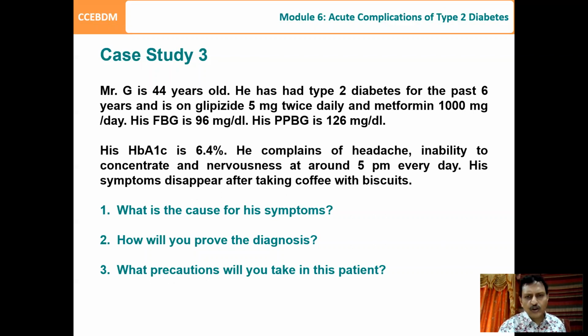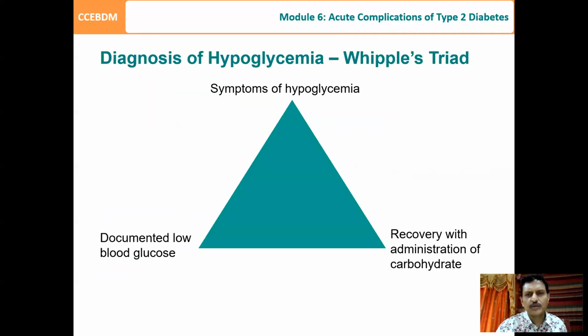Now, what precautions will you take in this patient? The precaution is that it is better that we avoid the drug which is responsible for producing hypoglycemia. In this particular case, it is glipizide. In some other case, it may be some other agent. So we will try to avoid the drug which causes hypoglycemia when we can shift the patient to some safer agent.